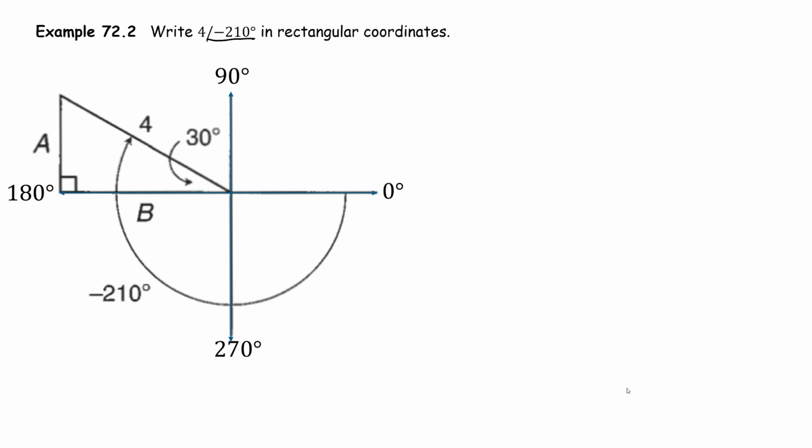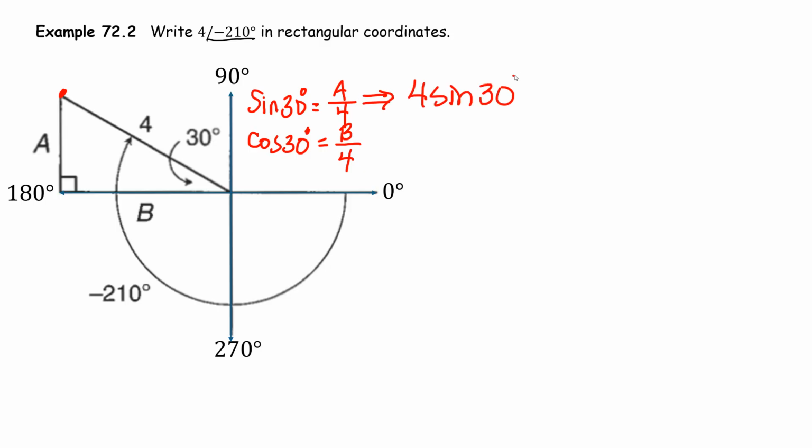And the angle that you're going to work with in your triangle is 30 degrees. And so now you would just use your sine and cosine to find out what the horizontal and vertical legs of that triangle are going to be. So we know that sine 30 degrees is going to be opposite, which is A, over hypotenuse, which is 4. And cosine 30 degrees is going to be adjacent over hypotenuse, which is B over 4. And then we will just isolate A and B. So 4 sine 30 degrees is going to be your A, and 4 cosine 30 degrees is going to be B.